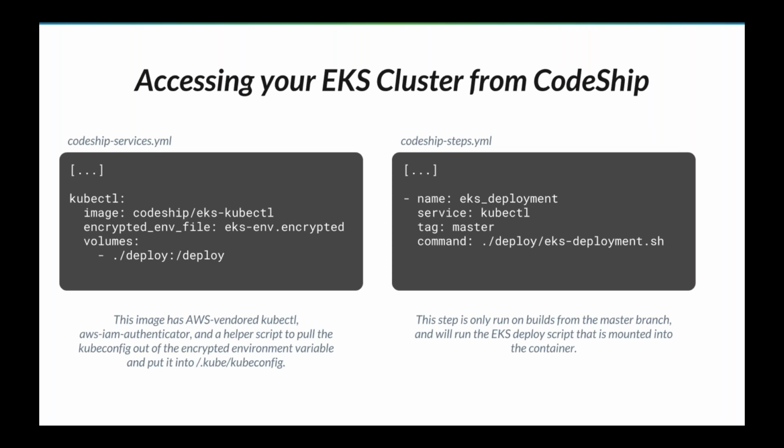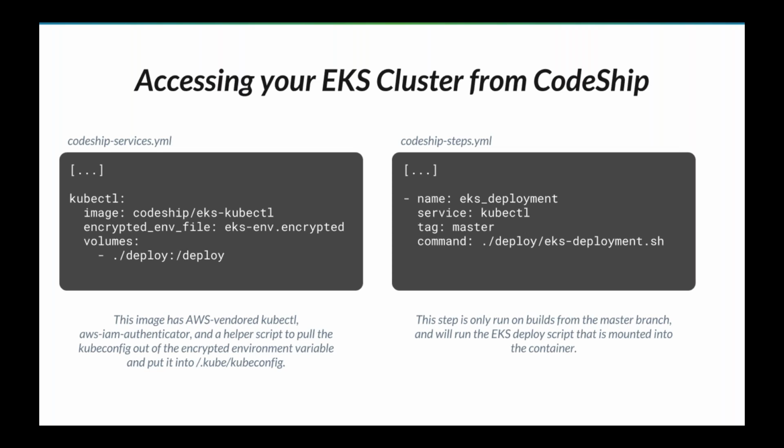And for our deployment, I'm just going to create a service called kubectl, and I'm going to use an image from CodeShip called EKS kubectl. This particular image has kubectl from AWS. It has the AWS IAM authenticator. And then it also has that nice helper script to do the inverse of what we did with our kubeconfig. So this service will make it possible to connect to your EKS cluster by reading that kubeconfig out of the environment variable that we created and encrypted in the previous step.